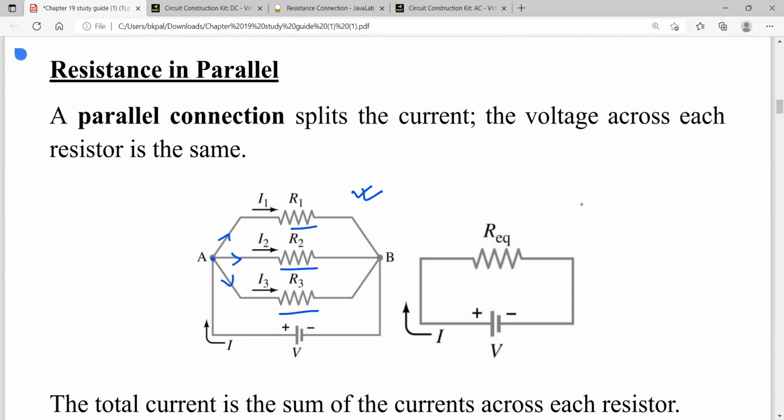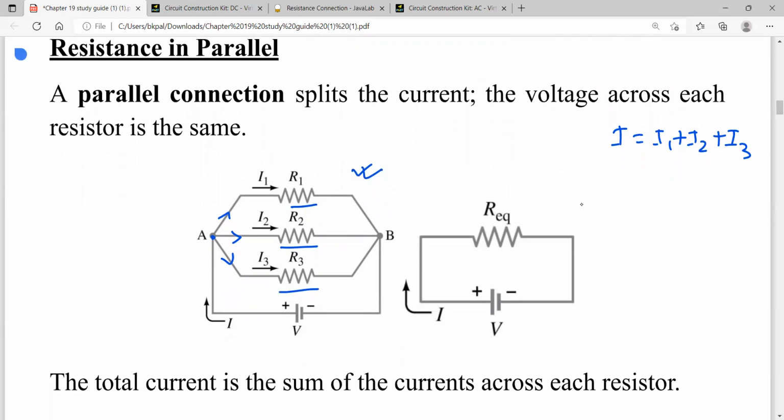So current breaks into three different components: I1, I2, and I3. Okay, so you can write just I equal to I1 plus I2 plus I3. So I enters here at A and then leaves as I1, I2, and I3. And similarly, I want to know what is the equivalent resistance when the resistors are connected in parallel.